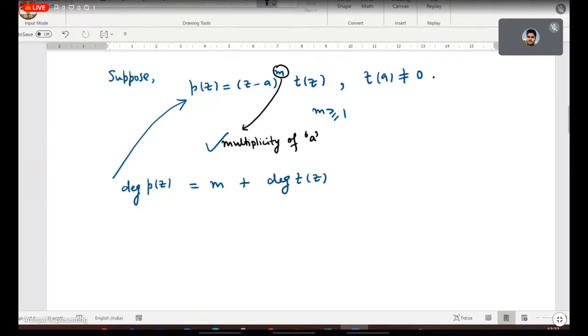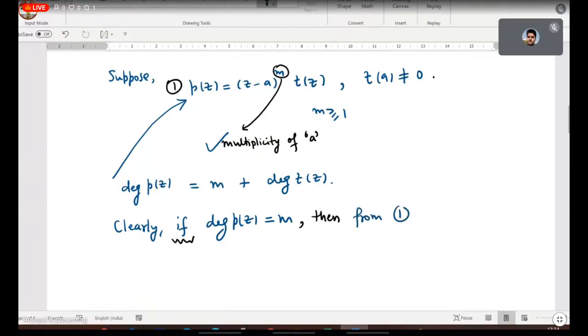So class, you can see that clearly, if the degree of p(z) is m, suppose you are given that the degree of p(z) is m, then if I call it t(z), it will be constant. Very good. Then from 1, this t(z) must be a constant only.